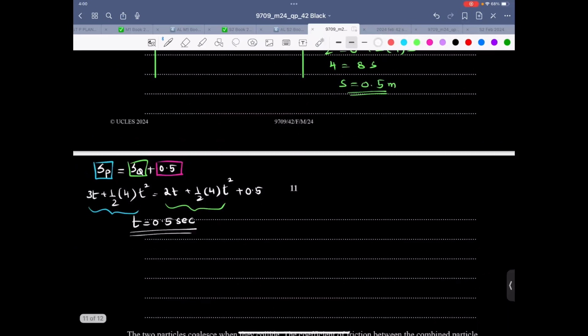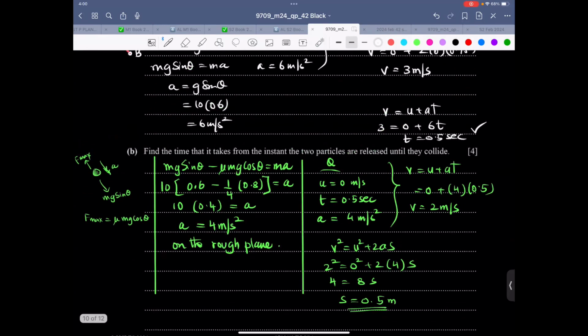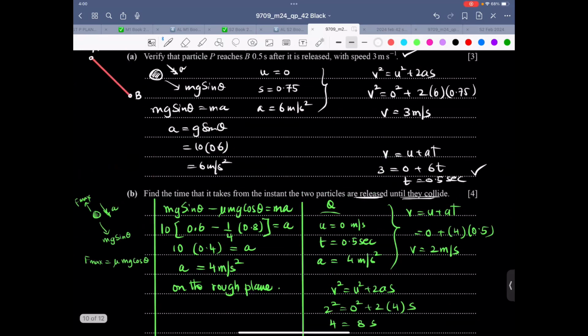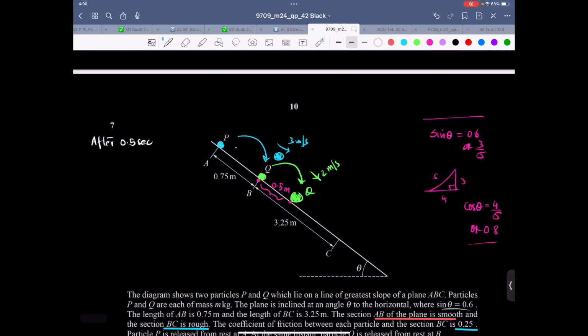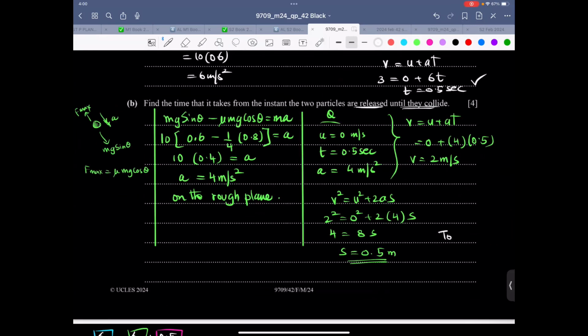Now, there was one part. Actually, I moved to the next part. But before that, find the time that it takes from the instant the two particles are released until they collide. So this took 0.5 seconds. This also took 0.5 seconds, as we have seen in the calculation. So therefore, the answer for this part is the total time taken, 0.5 plus 0.5, which is 1.0 second. That is the answer for this part.